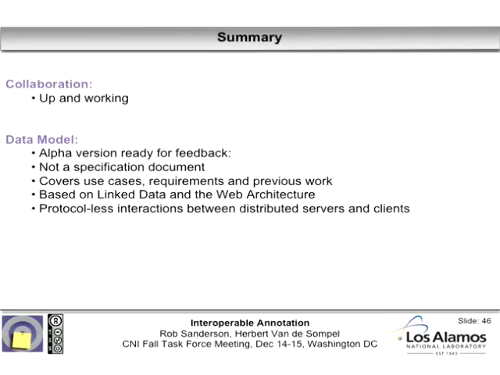Okay, so in summary, the collaboration is up and working. We've had a whole bunch of conference calls. We've done some good collaborative work. The data model, we have the alpha version ready for feedback, which we strongly solicit. But it's not a specification document yet. You've seen as much as anyone knows right now. It covers the use cases and requirements that we've gathered and analyzed. It covers as much previous work as we could possibly go through in the last 4 months.